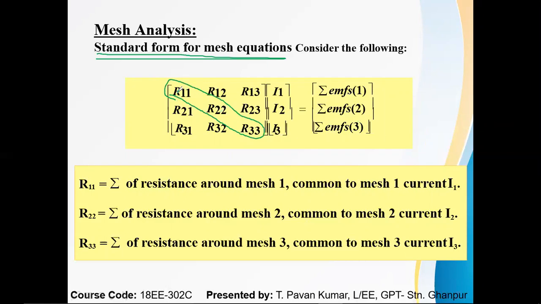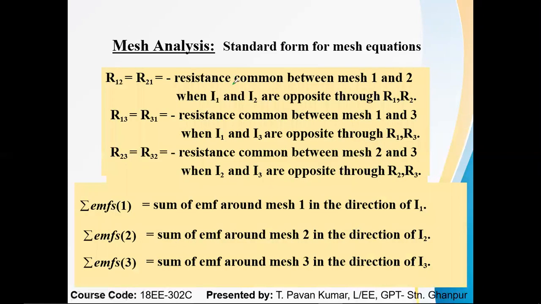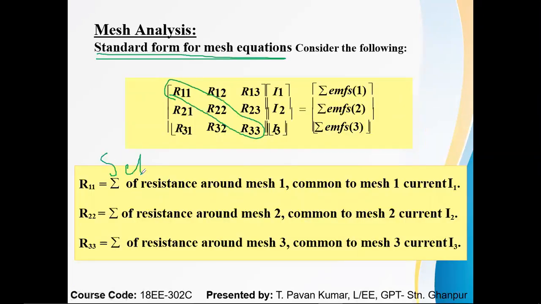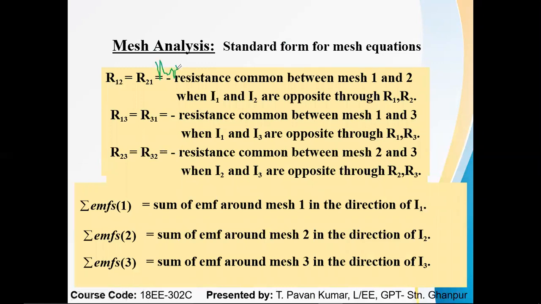So for finding these resistances, you need to follow these rules. For R12 and R21, you already know it is the minus of the resistance common between mesh 1 and 2. This is nothing but the mutual resistance. This is nothing but the self resistance. Self resistances, and this comes from the category of mutual resistances between two meshes. So this is the summation of EMF around mesh 1 in the direction of I1. You should remember this is the direction of current. Only with the direction of current will the signs change. These words, in the direction of I3, are very important: in the direction of your mesh only, that EMF will be negative or positive.